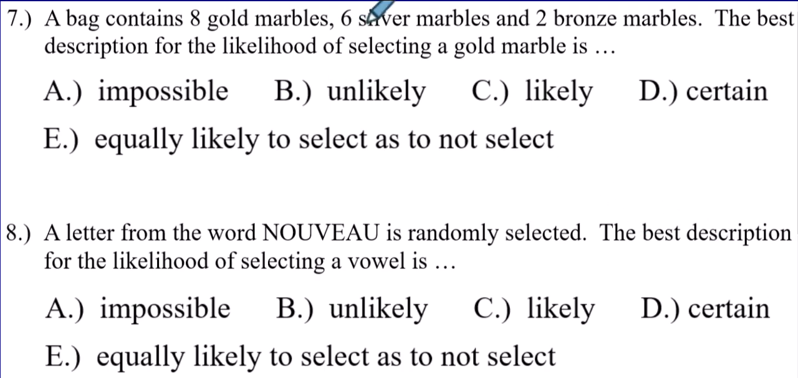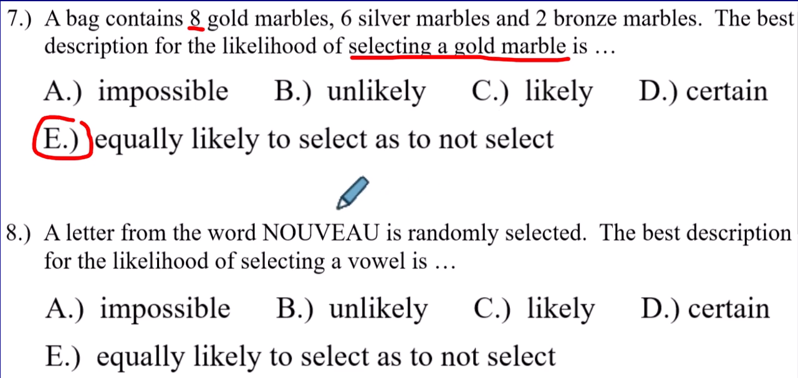We have 8 gold marbles, 6 silver marbles, 2 bronze marbles. The best description for the likelihood of selecting a gold marble. There's 8 gold. Well, did you add this up? 8 and 6 was 14, and 2 was 16. 8 out of 16 is exactly 1/2, which is 50%. So that would be choice E, equally likely to select as it is to not select a gold marble.